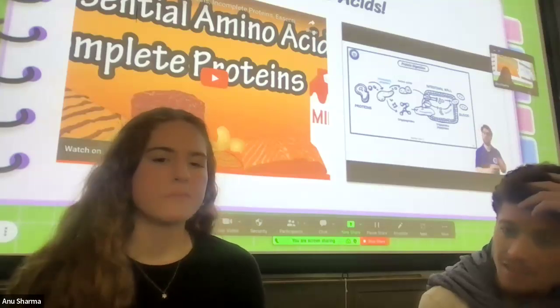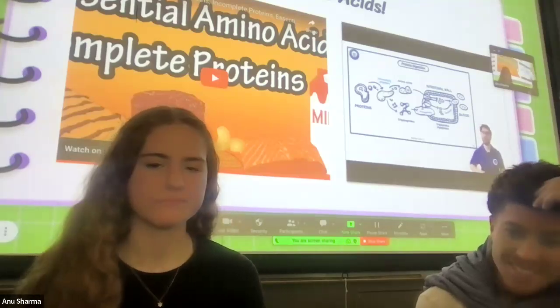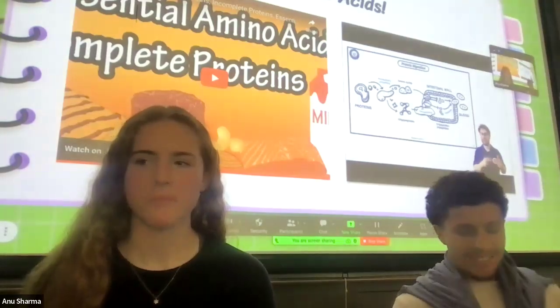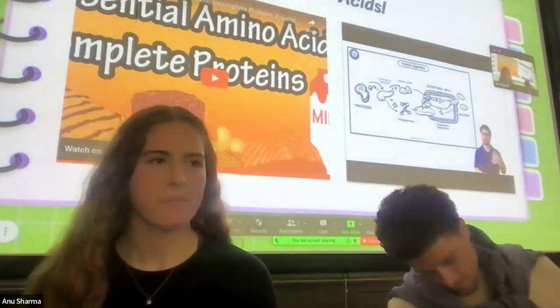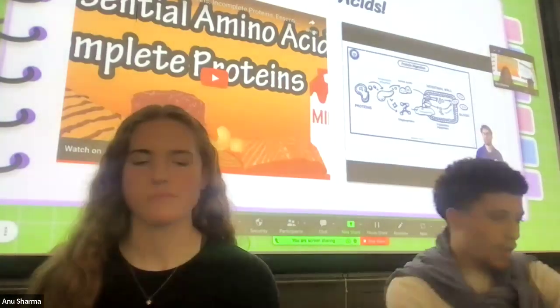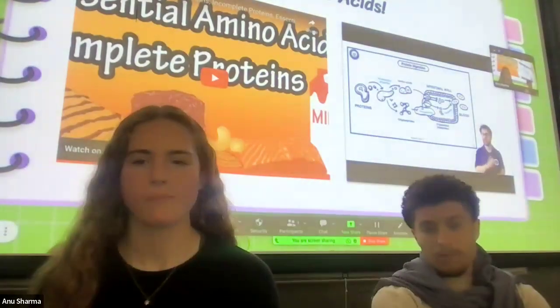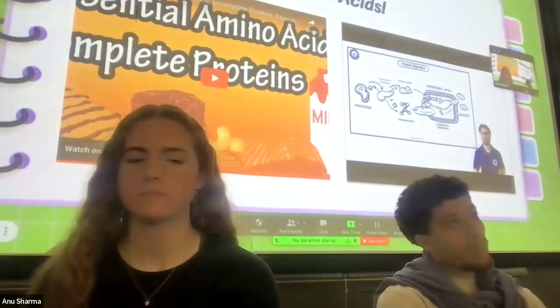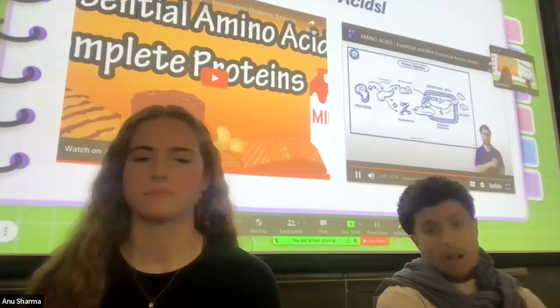Those can then be transported through the intestinal wall. Within the intestinal wall as well, they are broken down potentially a little bit further into tripeptides and dipeptides, so chains that are only 2 or 3 amino acids long. Those are then transported into your bloodstream and can be taken to wherever they are needed.